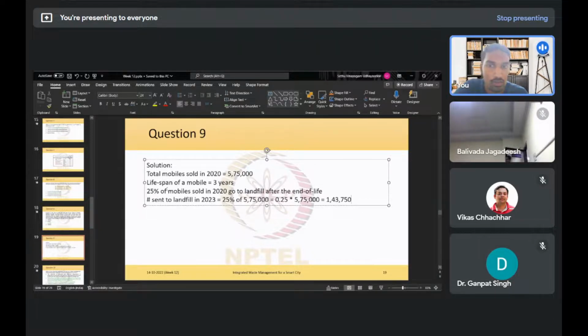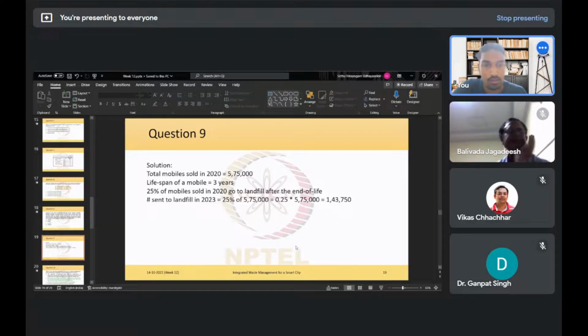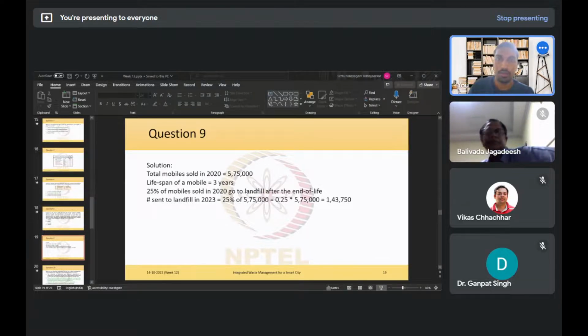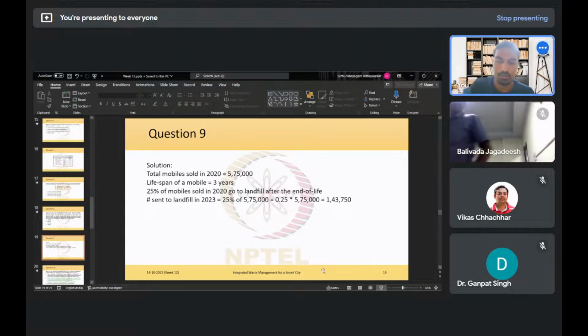The rest of those mobiles which were in storage or recycling will also end up in landfill, but in the year 2026. Okay, so that's how we got that number. Any questions?